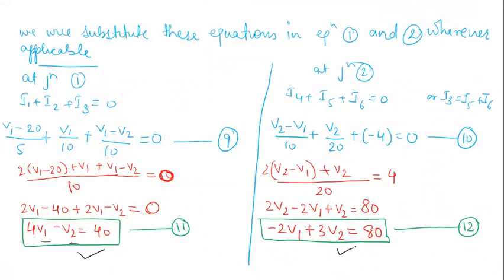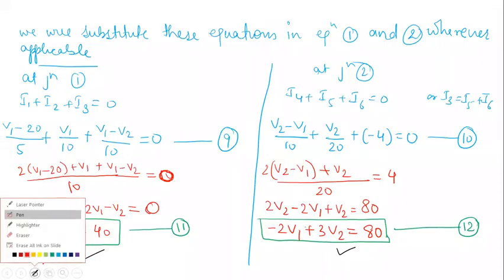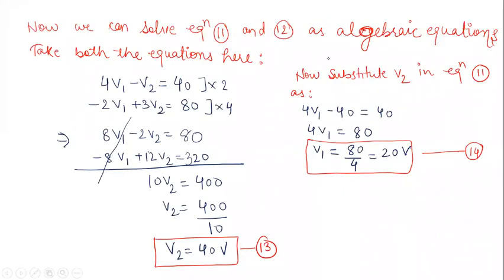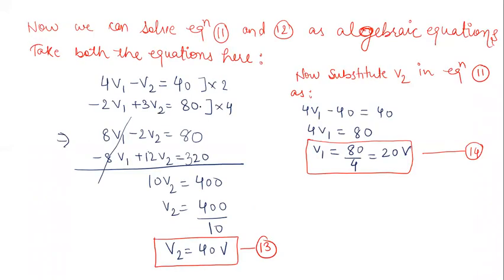So we now have two algebraic equations. We have two junctions apart from the reference junction, and we got two algebraic equations. These equations, 11 and 12, can be solved to find the unknown parameters, which are V1 and V2. We simplify them algebraically and get V2 is equal to 40 volt, and by substituting the value of V2 in equation 11, we get V1 is equal to 20 volt.